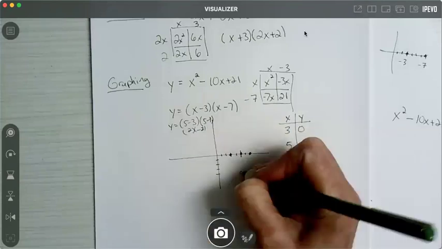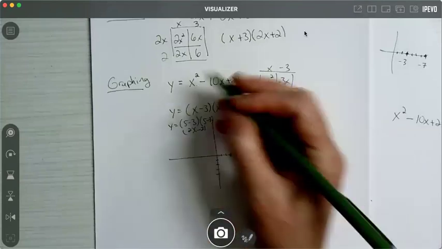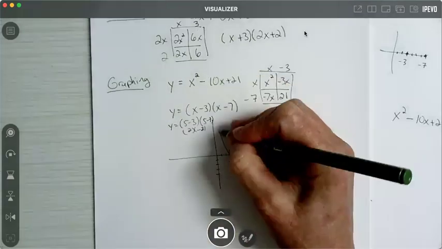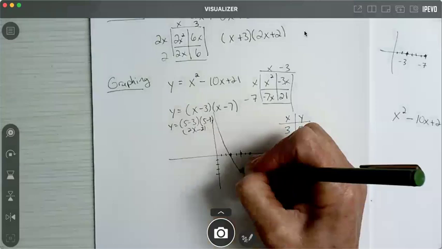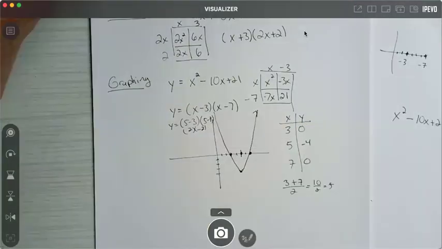And that seems right because I have a positive leading coefficient. Should go here. If I was to go up, this is going to connect to the y-intercept at 21, and that will keep going. Okay.